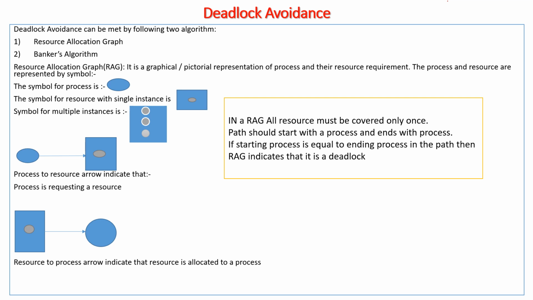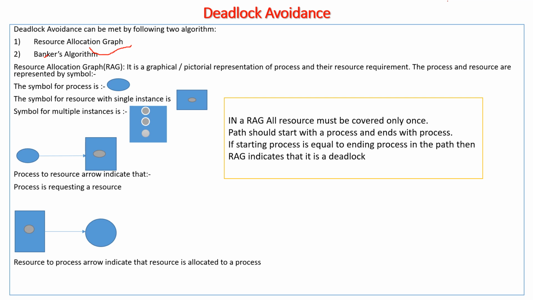In this video lecture, I am going to discuss one of the deadlock handling strategies, which is called deadlock avoidance. Deadlock avoidance can be met by following two algorithms. The first is the resource allocation graph, and the second is the banker's algorithm. So in this video, I am going to discuss the resource allocation graph.